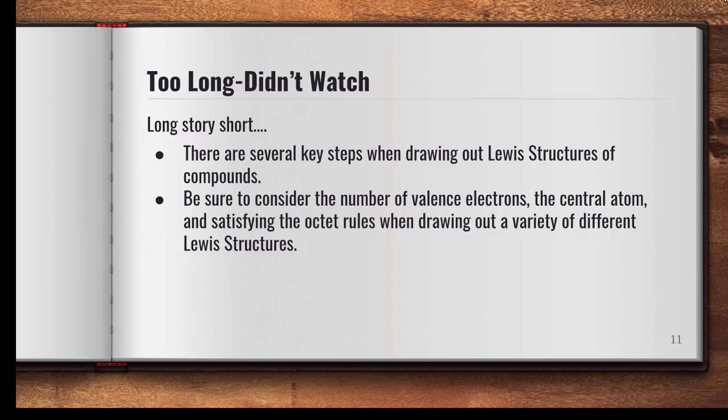Long story short, make sure you follow the rules. There are several key steps when drawing out Lewis structures of compounds. And be sure to consider the number of valence electrons, the central atom, and satisfying the octet rules when drawing out a variety of different Lewis structures. You can always check for these. Make sure the number of electrons in your structure is the same as the number you calculated in the beginning, and make sure all of your octet rules or duet rules are satisfied, and you'll have no problems whatsoever.